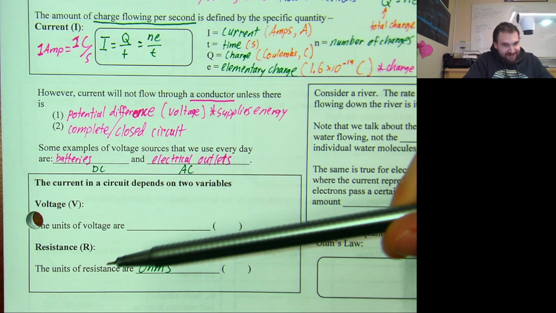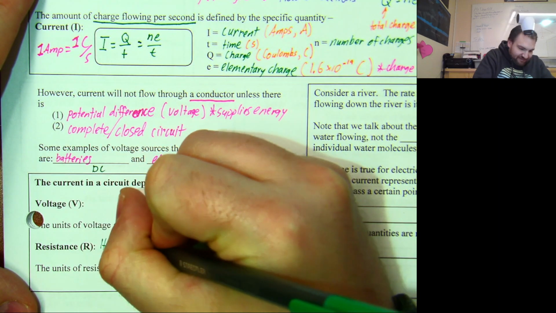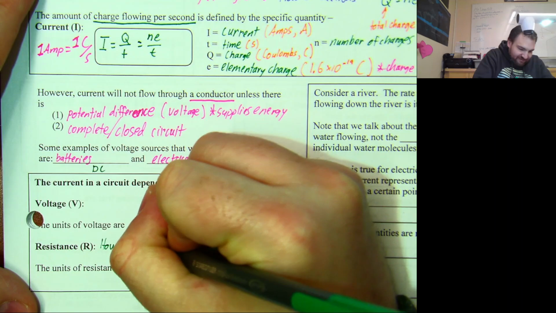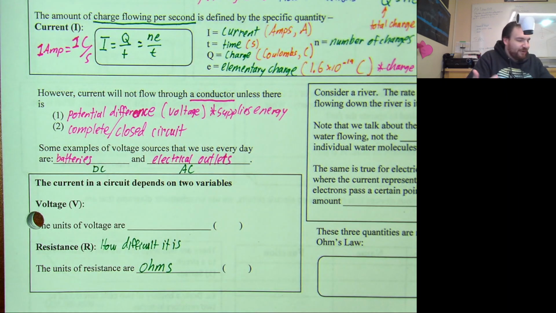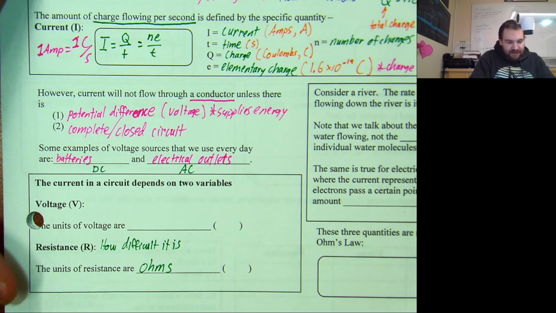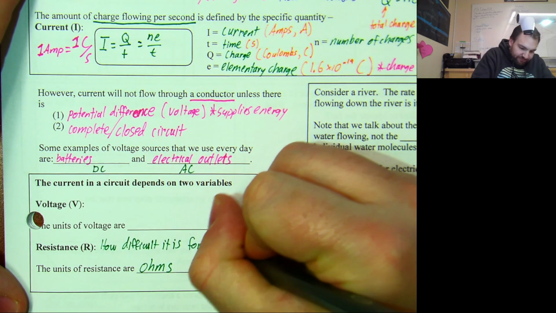Resistance is just simply that: how difficult it is. In general, it's how difficult it is to get something to do something. Specifically in electric circuits, resistance is how difficult it is for current to flow.